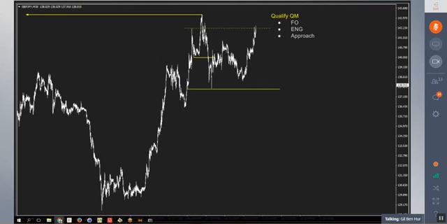Absolutely, especially if there's any doubt that it is a perfect Quasimodo. Absolutely, right. If you haven't got a very clear engulf that didn't hit its target, then the approach on the retrace is vital.